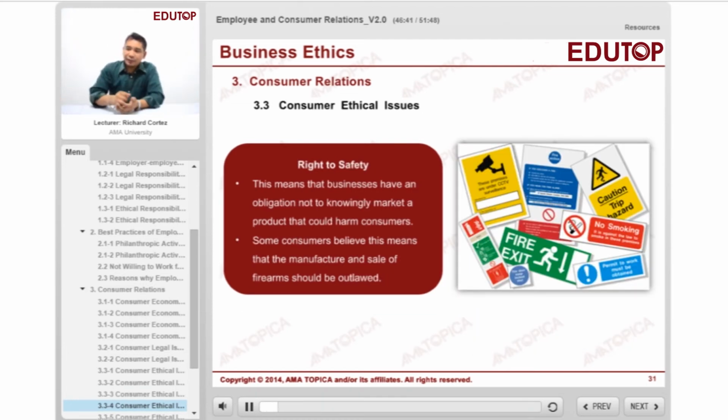And consumers have the right to safety. Example, businesses should have CCTV cameras installed and a proper fire exit. There should be a no smoking sign, so that the customers inside your company will feel that they are safe. So you should install all those signs.